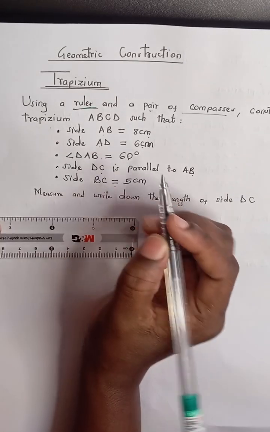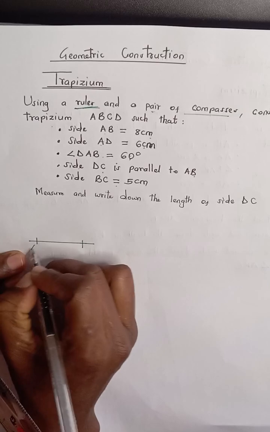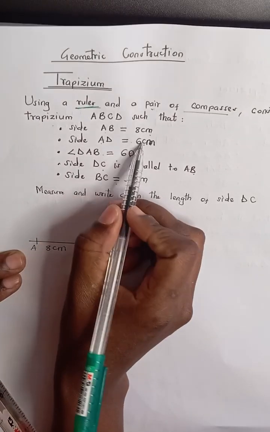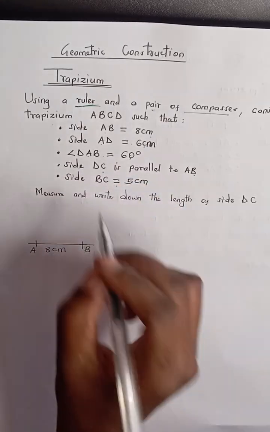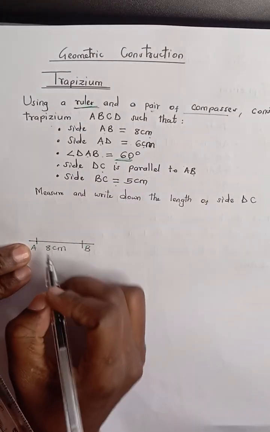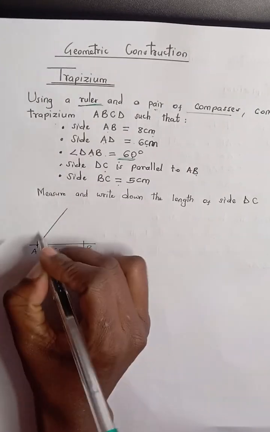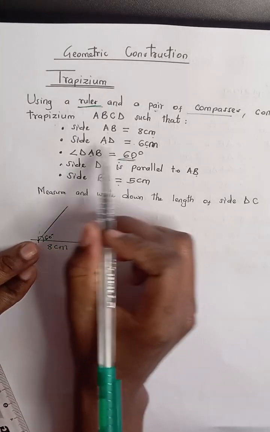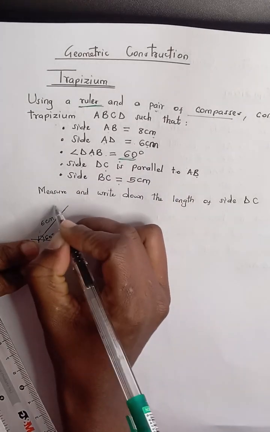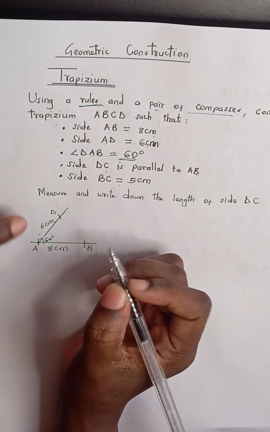We are given that line AB is 8 centimeters. Let's call this our AB, which is 8 centimeters. Side AD is 6 centimeters, and angle DAB is where the point A is, and it is 60 degrees. Now we assume that is 60 degrees, and the line is 6 centimeters. So this means A, B, C, D. Now this is our D.